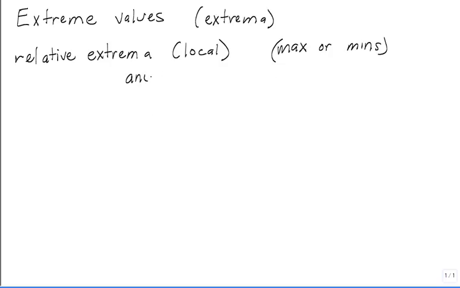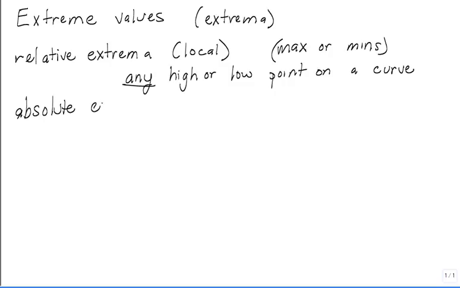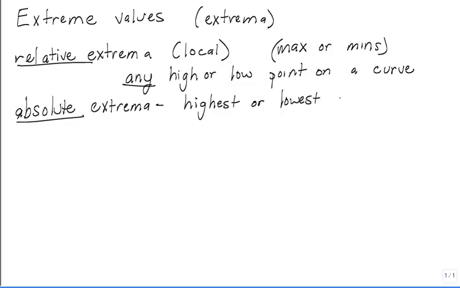So this is any high or low point on a curve. So you're looking for hills and valleys. So this is any high or low point. The absolute extrema is the absolute highest or lowest point on the curve. And there's only one each of those if there's any. Okay, so we have local and we have absolute.